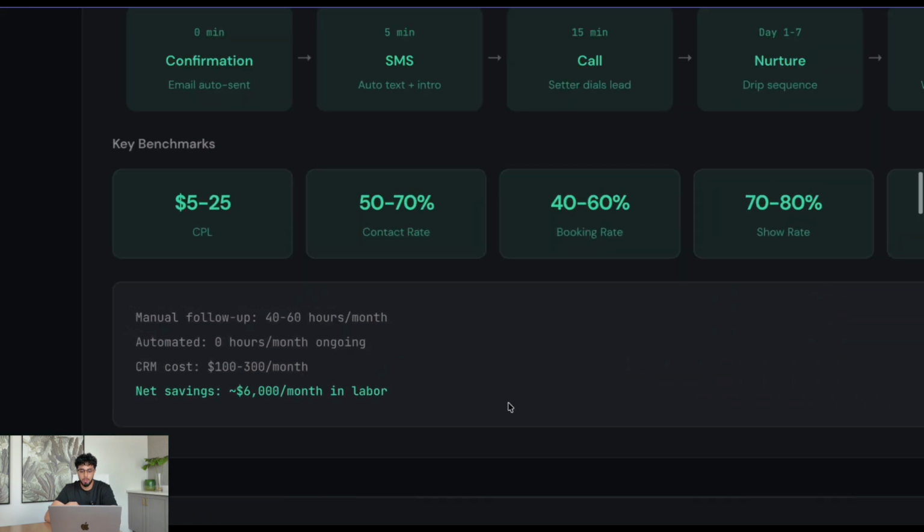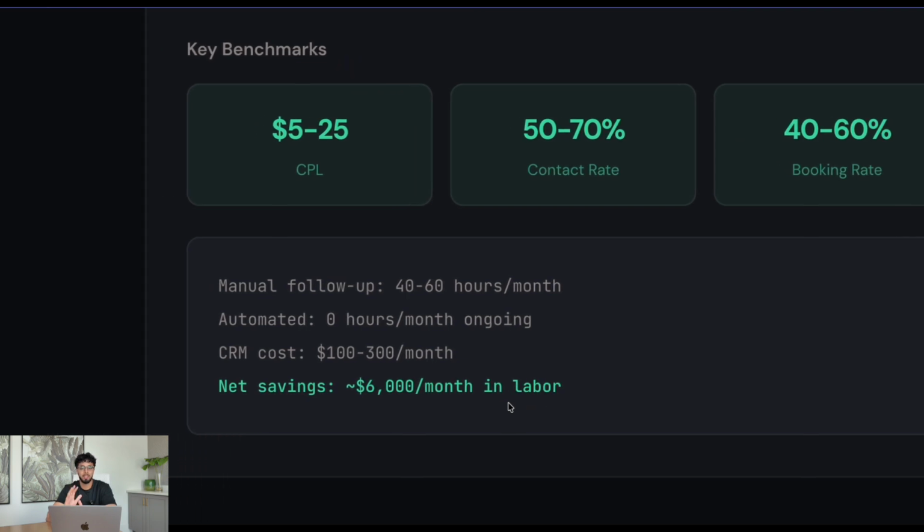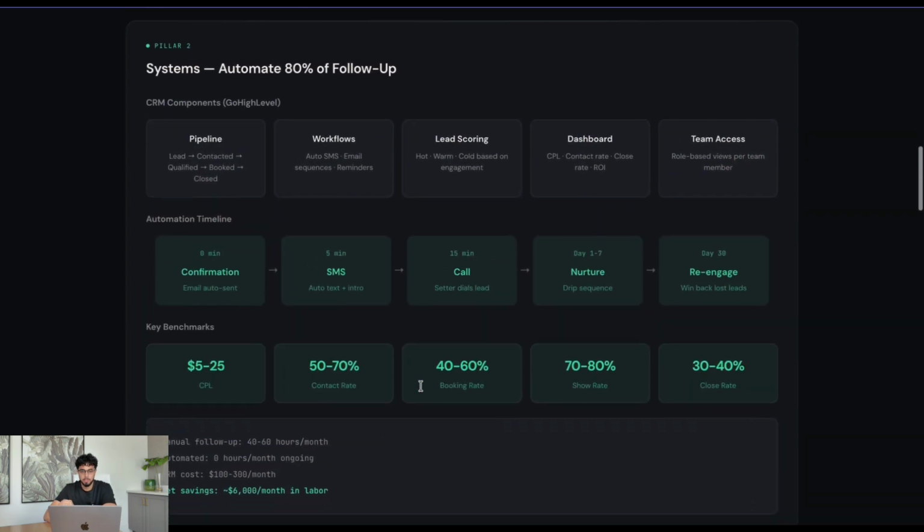And let's just do an ROI on how much you can save with automating this process, because a lot of people see this and they think, I don't need to automate this, I can do it myself. But you're saving over $6,000 a month in labor because you're spending 40 hours a week or a month on manual follow-up. And with the automated system, it's zero. And the CRM costs just a couple $100 a month to maintain. So you're saving all that time to close more deals, make more money, and actually scale your business. And that is pillar 2, systems.